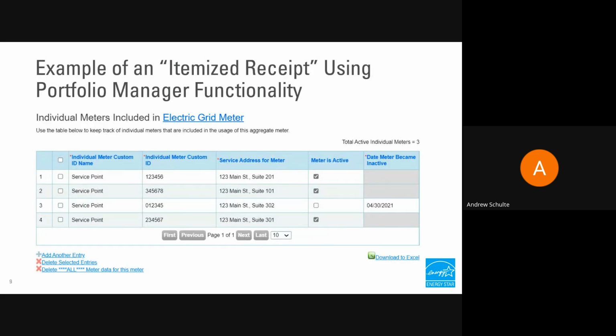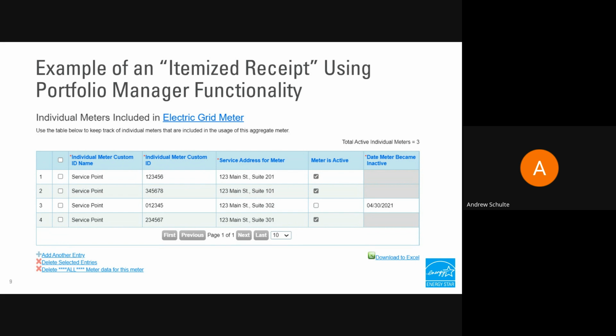Now, this is a snapshot from the Portfolio Manager tool. There is functionality in Portfolio Manager today that allows you to indicate that a given meter object in Portfolio Manager is an aggregate meter. And if you indicate that, you then have the ability to provide additional breakout documentation of what are the pieces that make up the whole. And so this is just a screenshot of the table that's provided in Portfolio Manager and the kinds of information that would be collected there.